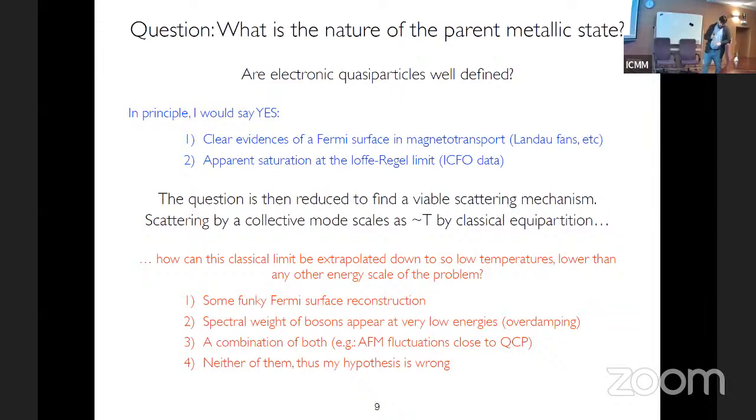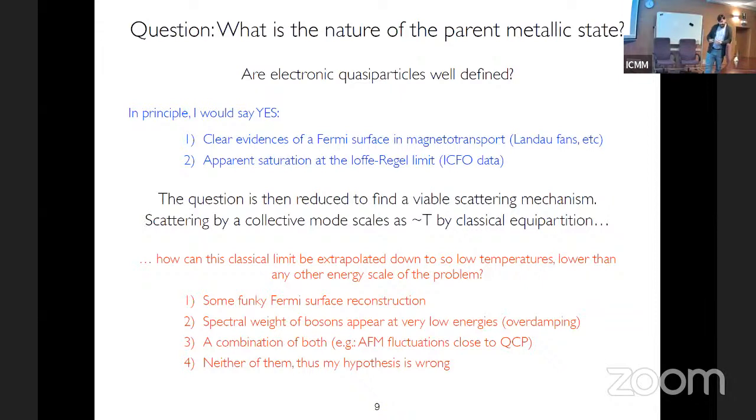Now, the question is whether this classical behavior can actually be extrapolated to such a low temperature, because these scales are not naively small in graphene, since graphene is a pretty rigid material, so the sound velocity of phonons is large, etc. So these are some options that I listed before.